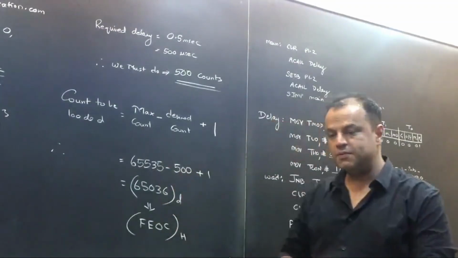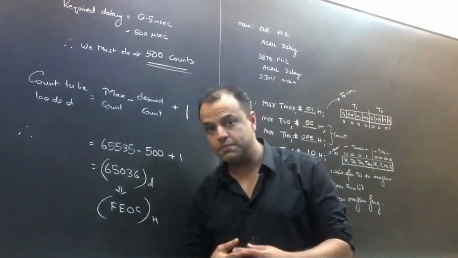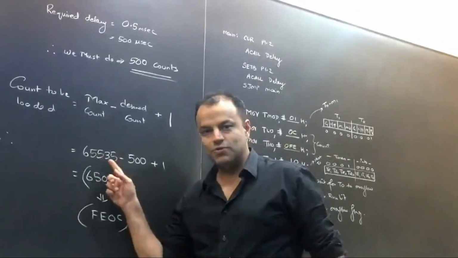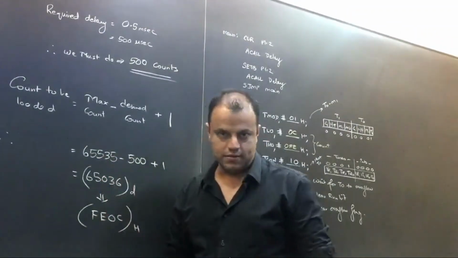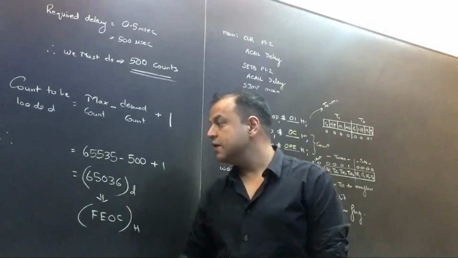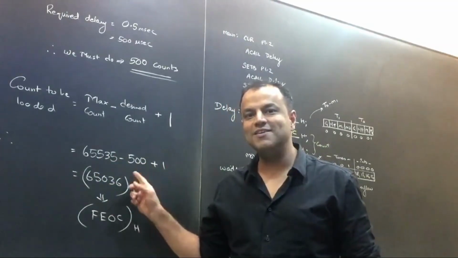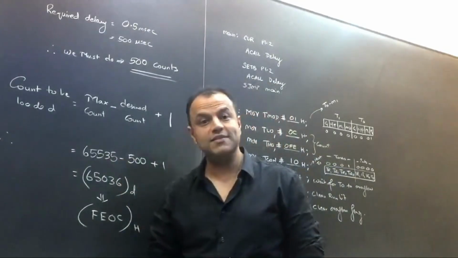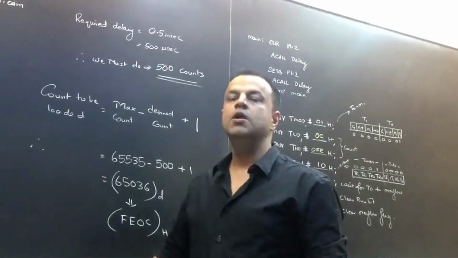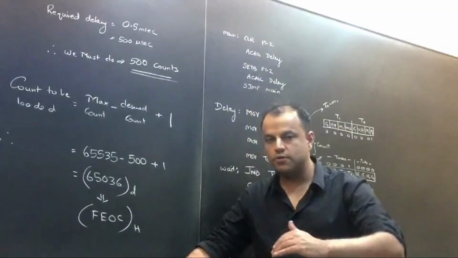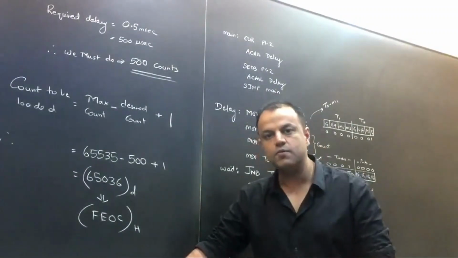Again, this is a place people make a mistake. This is correct. I'll tell you what mistake people make. People take max count as FFFF. You can, 65535 is FFFF. But if you take FFFF, you can't do minus 500. 500 is a decimal number. FFFF is a hexadecimal number. You're going to get some rubbish count. So either write everything in hexadecimal or write everything in decimal and at the end convert it into hexadecimal.